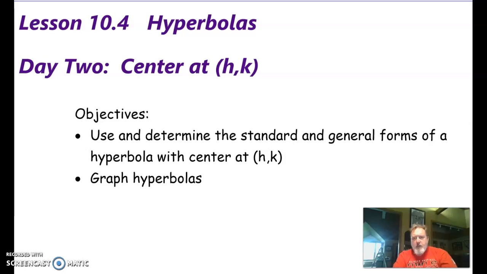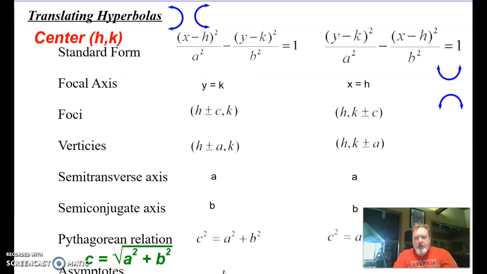All right, welcome back. Today we're talking about day 2 of section 10.4 of the hyperbolas, center point at (h, k). So your homework with this, you already did the front page last week. So with this section, you're just doing page 2 now of worksheet 10.4. There's only that one worksheet. So we'll go ahead and start with the basic rundown here of the notes.